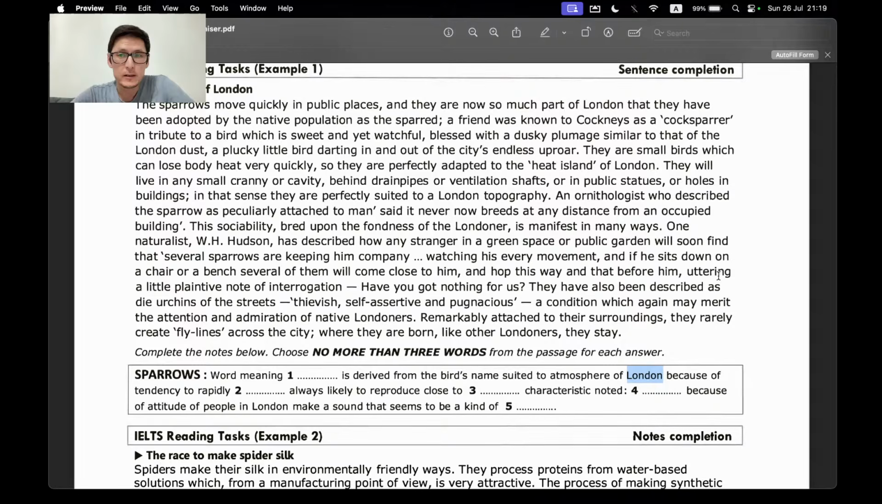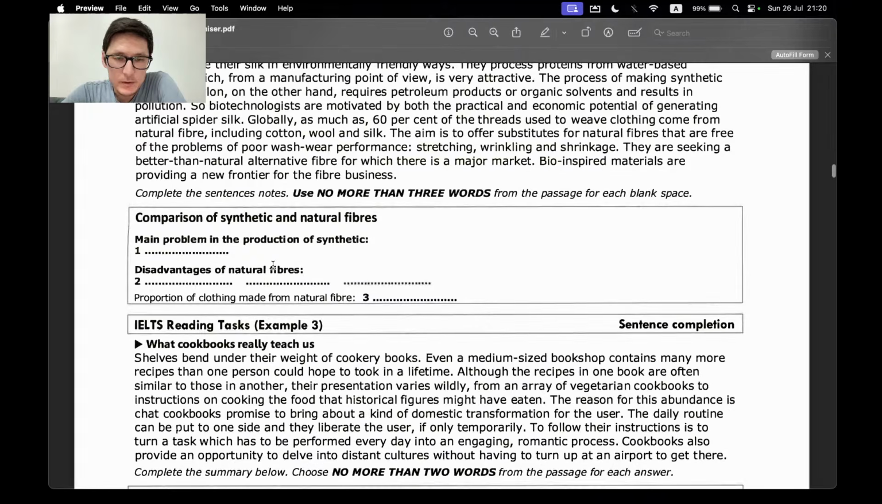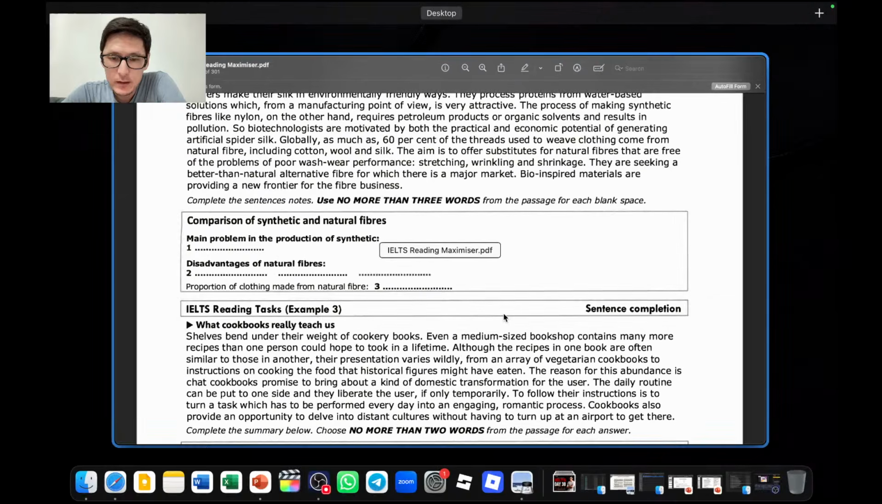And here the same thing. Any questions? Do you have any questions? No?